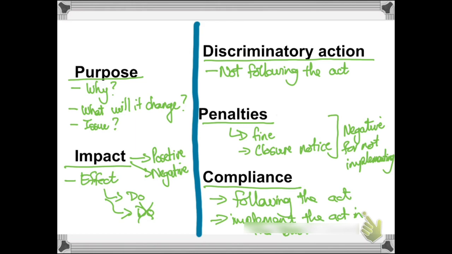So if they ask you for the purpose, you need to say why the act is there, what it will change, and what issue it is addressing. When you look at impact, you look at positive or negative: what must the business now do because of the act, and what can the business not do because of the act. Then you look at discriminatory action: how can the business discriminate against people, or against other businesses, under this act? Penalties would be fines and closure notices and things like that. So negative consequences for not implementing the act, almost like a punishment. And then compliance means you are following the act. What does the act say the business must do? That is when you look at compliance.